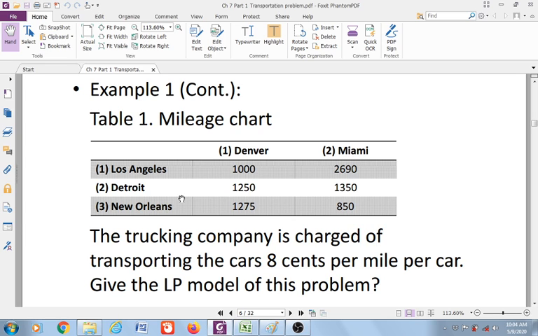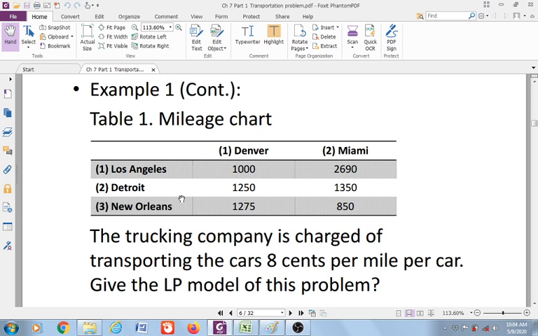Constraint number one is the capacities of the plants. Constraint number two is the demand from the distribution centers. And constraint number three is that the number of cars that we send cannot be a negative number. They can only be positive or zero, and they must be integers.